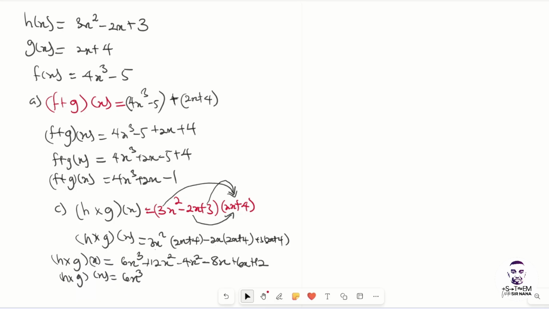That one is alone. So you have 12x squared minus 4x squared, which is plus 8x squared. And we have minus 8x plus 6x, which is minus 2x. And then the constant, which is 12. So plus 12, right? So that is what we get for our c, where we are trying to look at the simplification of the function h multiplying the function g of x. Now, you try the d yourself.